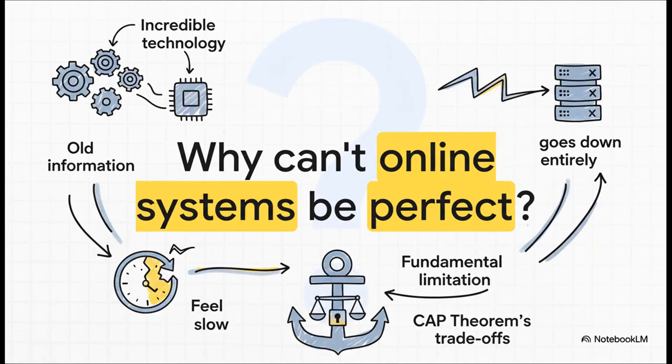I mean, it's a fair question, isn't it? We've got all this amazing technology, so why do websites sometimes lag, or show us old information, or just go down completely? Well, the answer isn't a bug. It's a feature, a fundamental limitation. You could almost think of it as a law of physics for the internet.